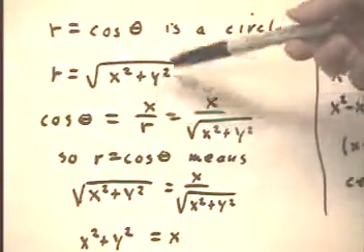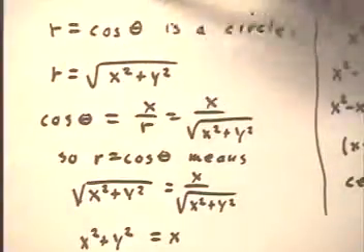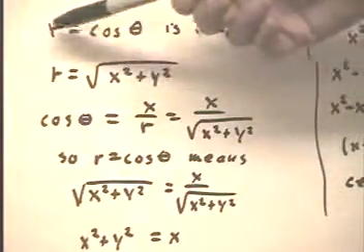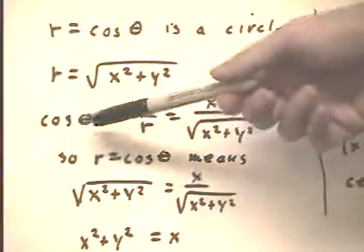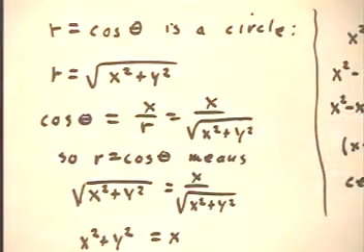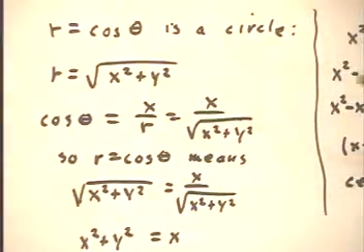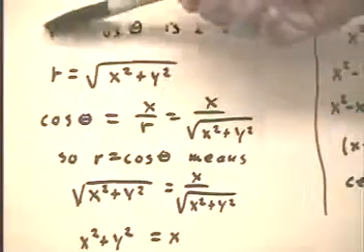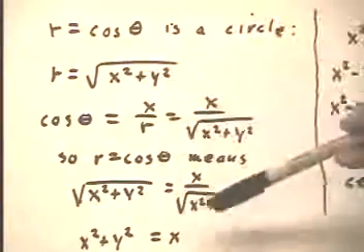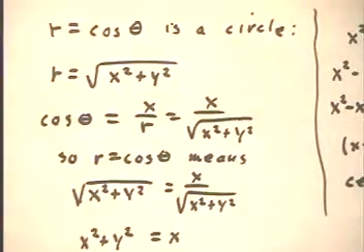Okay, r is the square root of x squared plus y squared, right? What we're going to do is convert r equals cosine theta to rectangular coordinates. It means we're going to substitute square root of x squared plus y squared for r, and also the cosine of theta is just x over r, which is x over the square root of x squared plus y squared. So for cosine theta, we're going to substitute x over square root of x squared plus y squared. That's going to go in here. This is going to go in here. So r equals cosine theta becomes square root of x squared plus y squared equals x over square root of x squared plus y squared.